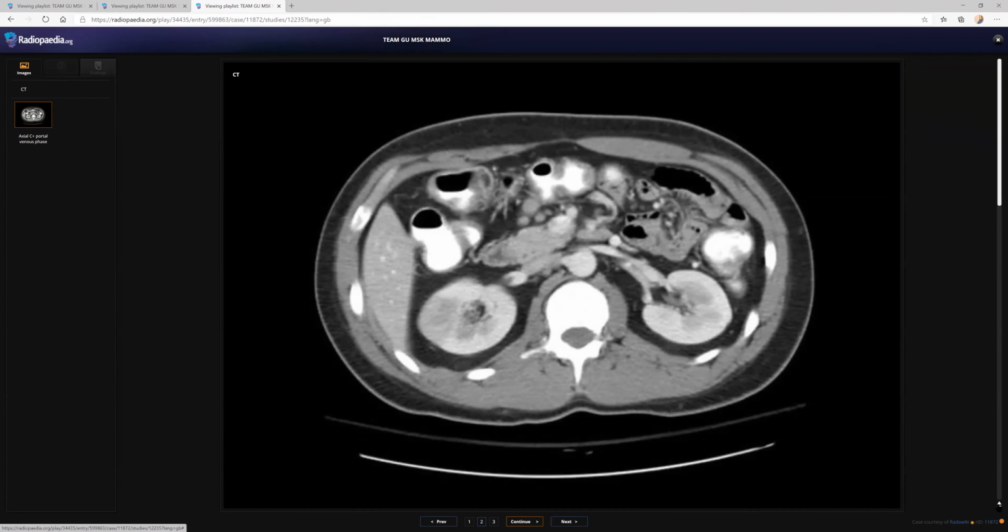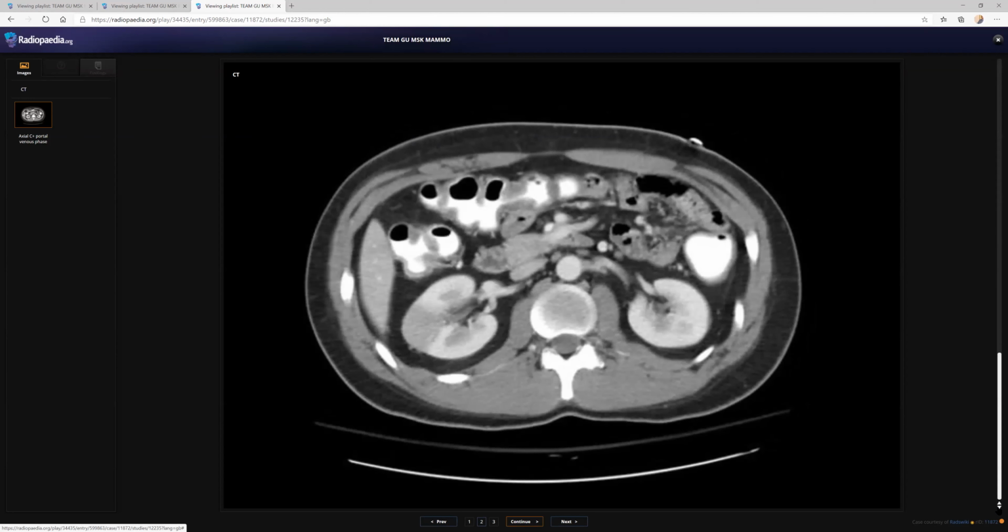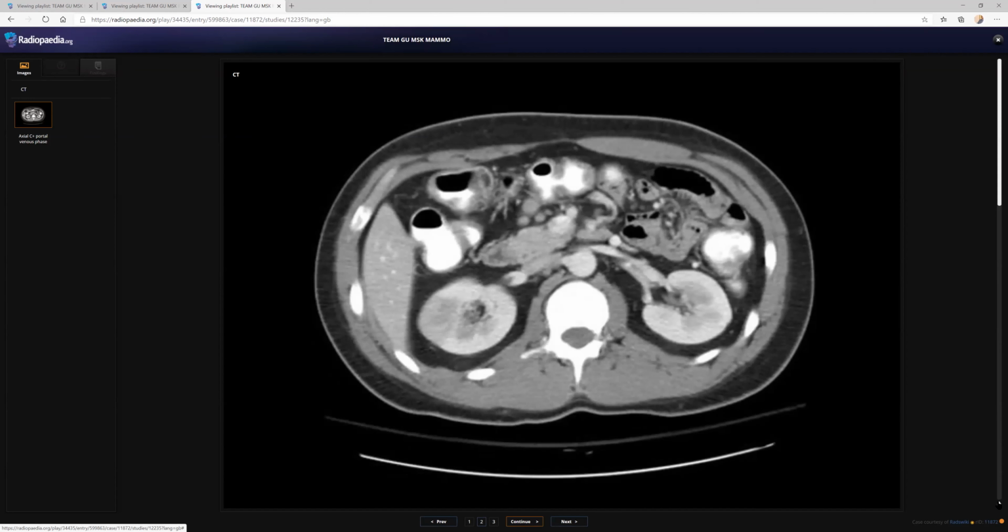Now I'm looking at the renal. I cannot scroll it. You can just click the arrows only. It's tough when you are doing.